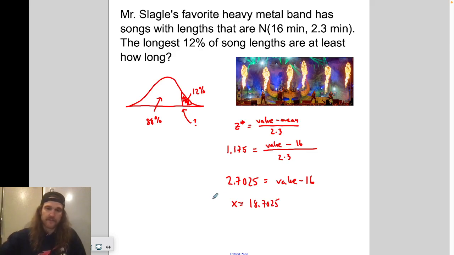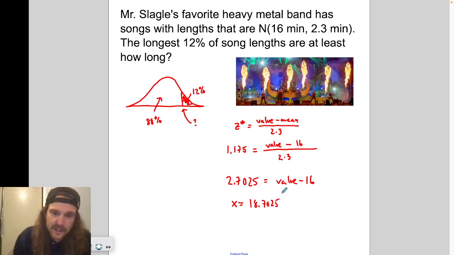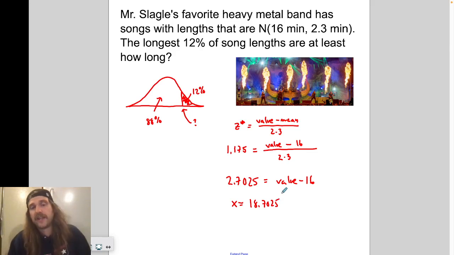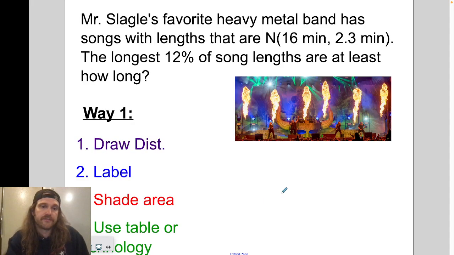What does this number mean? This means about 12% of this band's songs are 18.7025 minutes long or longer. About 12% of this band's songs are 18.7025 minutes long or longer. That's the boundary for the longest 12% of the songs.